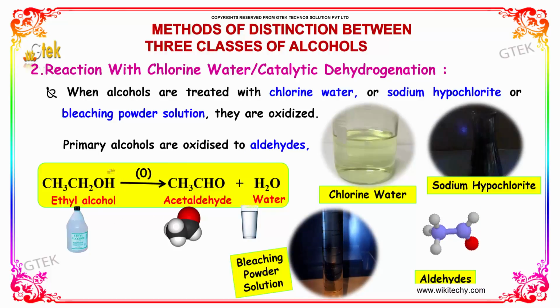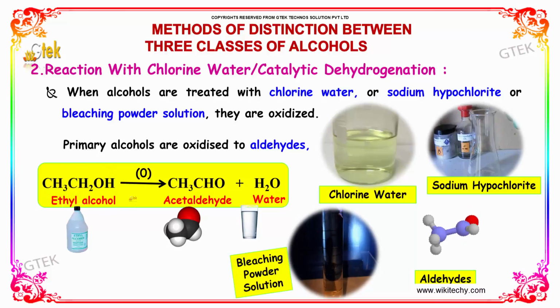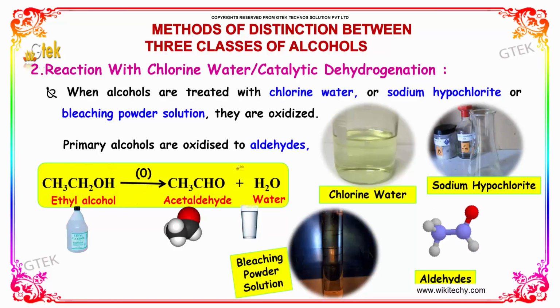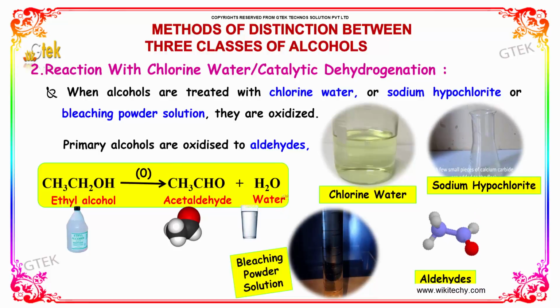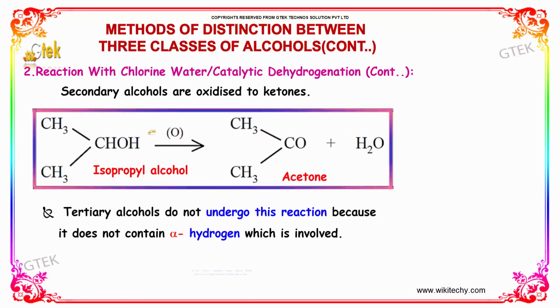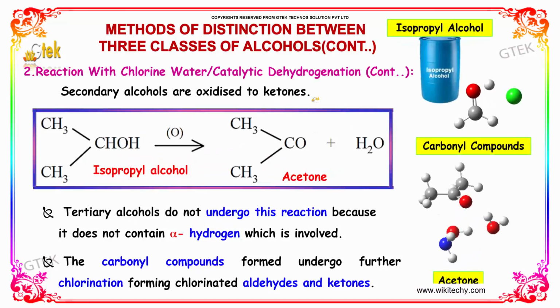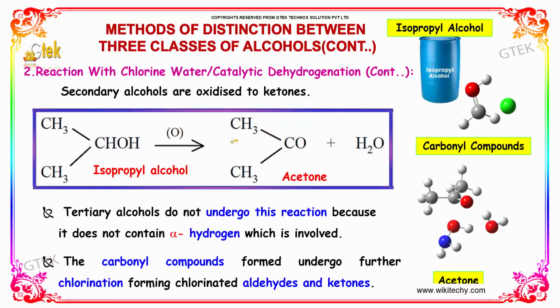That is, we have already seen that ethyl alcohol on oxidation results in the formation of acetaldehyde with water. Secondary alcohols are oxidized to ketones. Let us take an example, isopropyl alcohol. On addition of oxygen, we obtain a ketone, namely acetone, and water as a side product. Tertiary alcohols do not undergo this reaction because they do not contain any alpha hydrogen, which is involved.